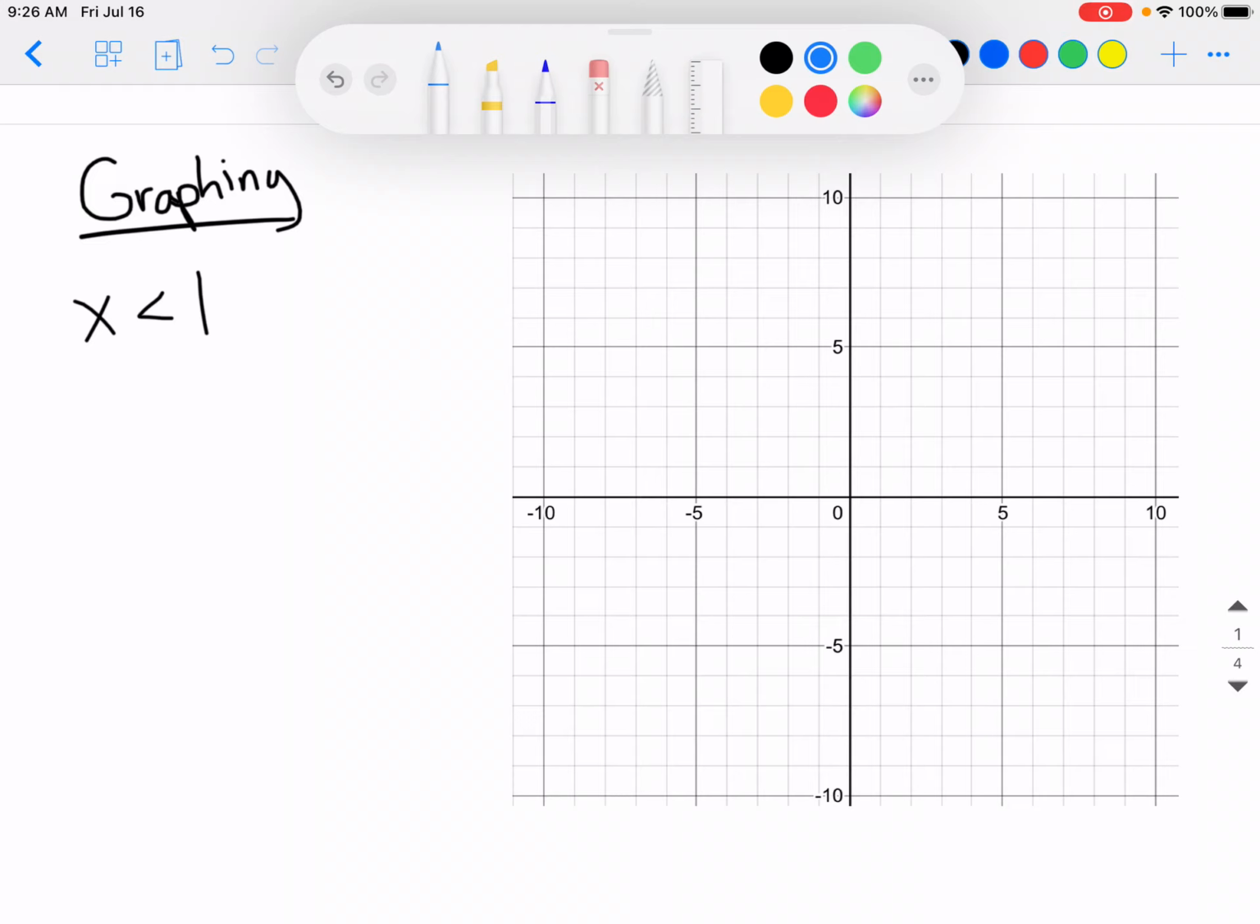Now we're going to be looking at a unique inequality: x is less than 1. Normally, you might think that this is going to be like a number line thing that you graph. You go at 1, open circle, like that. What we can do is we can expand this to a coordinate plane.